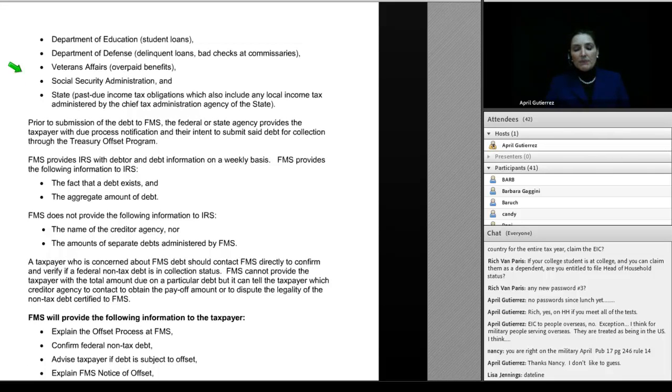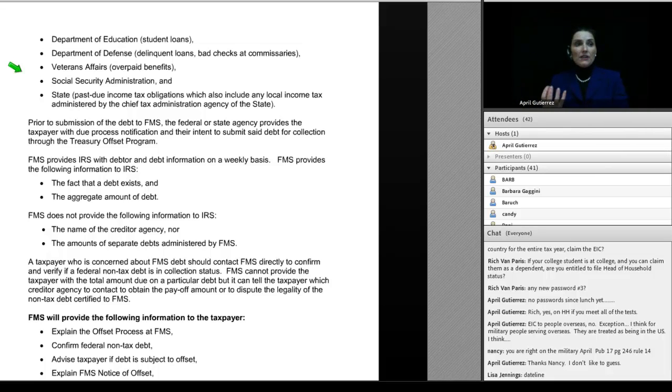All right, so what does a person do when they have a debt? Well, FMS tells the IRS that they're going to do collection on a debt. FMS does not tell the IRS who the debt is for. The IRS does not know what the debt is for. It only knows that it's been told to collect, and it sends the money to FMS. FMS takes that money and sends it to whoever is owed.